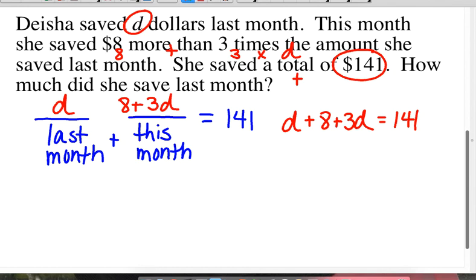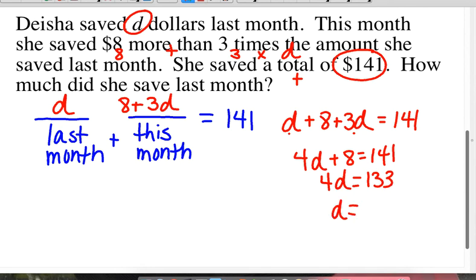So I see that I can put this D and the 3D together. That gives me 4D plus 8 equals 141. Subtract 8, subtract 8. 4D equals 133. Divide by 4, and D equals $33.25.